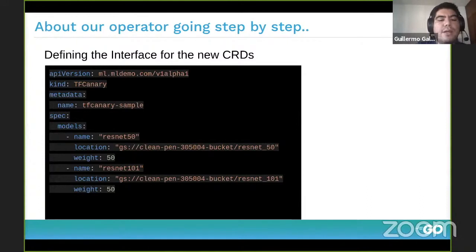We are going to create a custom resource definition where we are going to set all the information needed. In this case, we are going to create one that is called TF Canary. And the things that we are going to set are the name of the model, the location, and the weight. So this custom resource does not exist. It's something that I invented. Maybe there is another one, but this is the one that I am going to show you in the demo.